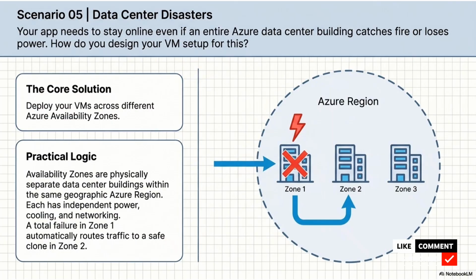Data center disaster. Your application needs to stay online even if an entire Azure data center building catches fire or loses power completely. What do you do? How do you design your virtual machine setup for this?